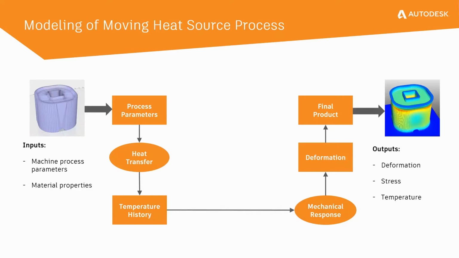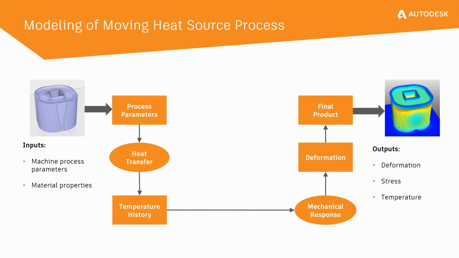Now, ideally, you would want to map this entire workflow as is shown on the screen right now. And that means you understand the parameters with which your machine is printing your part. You understand the material properties that you're trying to print, combine those two, and then you come up with the heat transfer or the temperature history model of your component. Based on that, you then calculate the mechanical response. And then based on that, you keep adding that on top of each other till you get the final output.